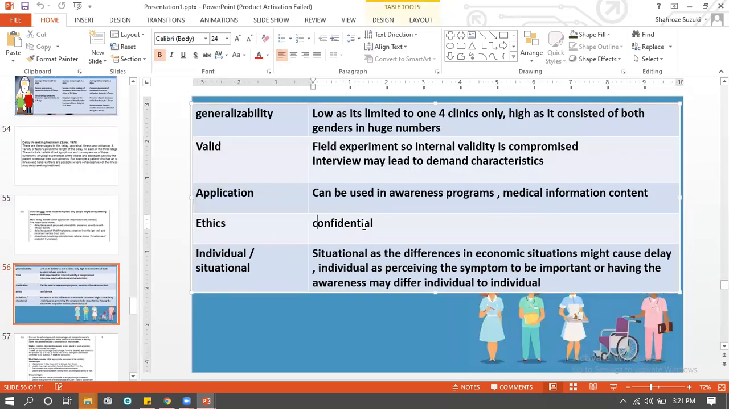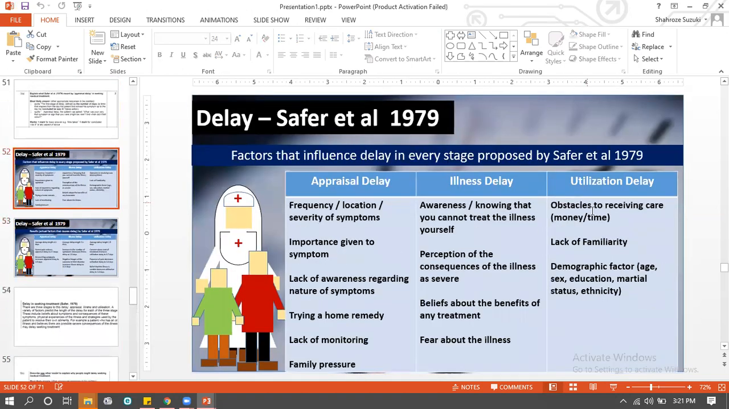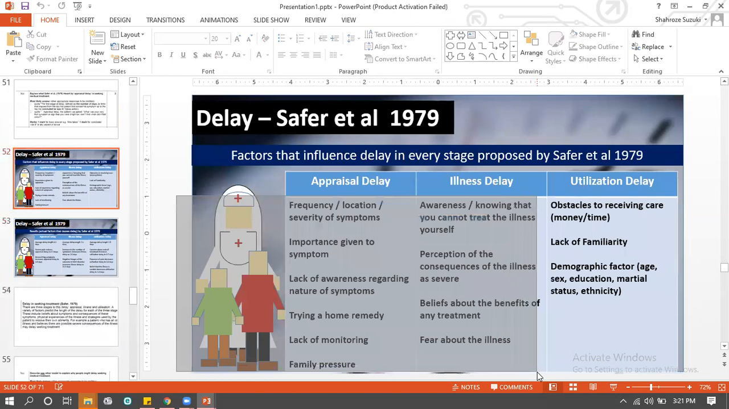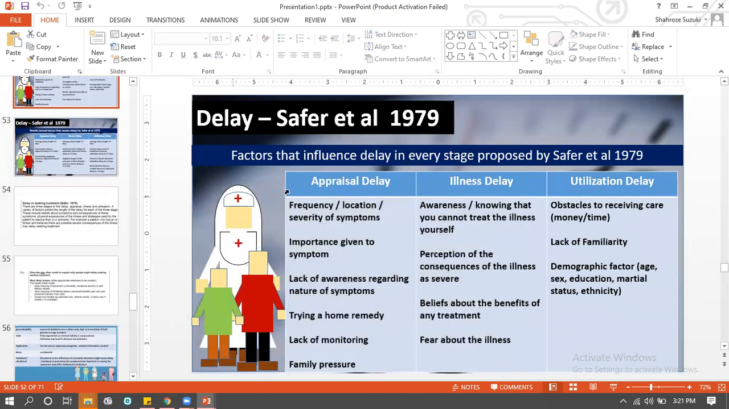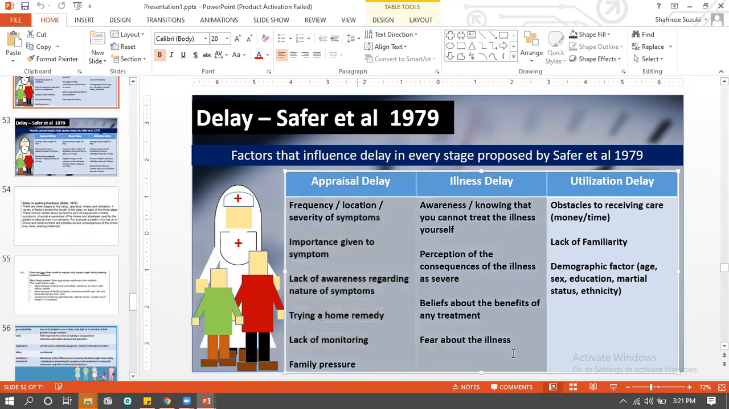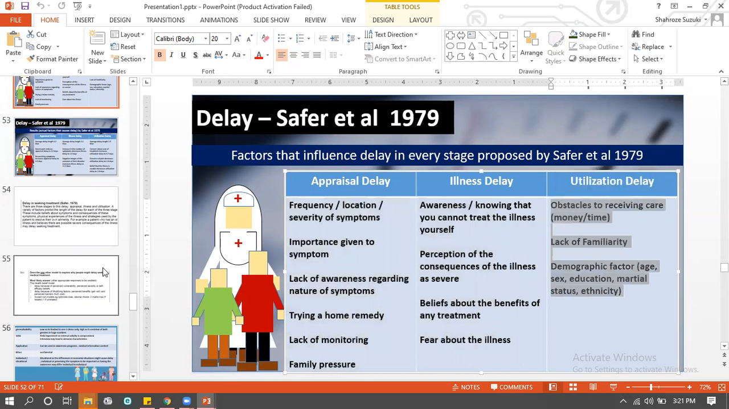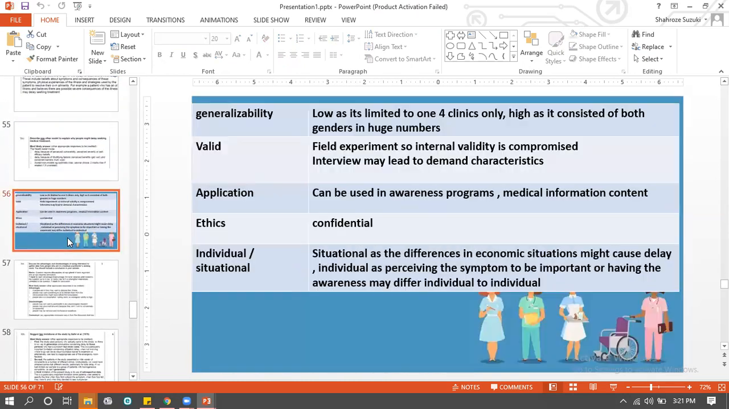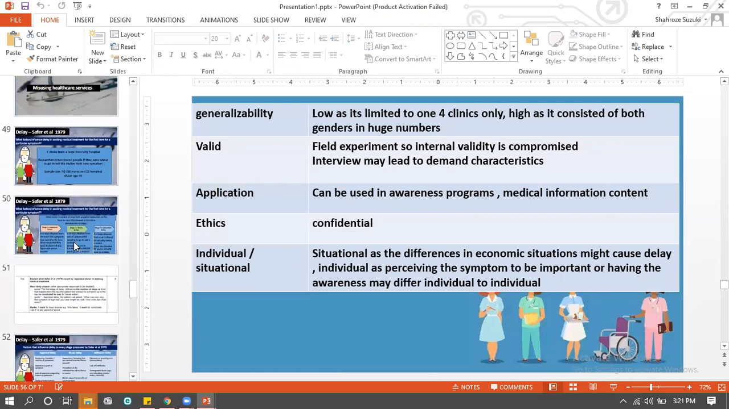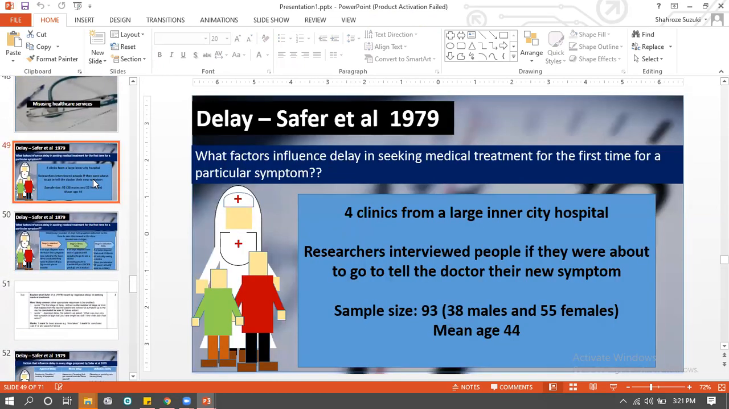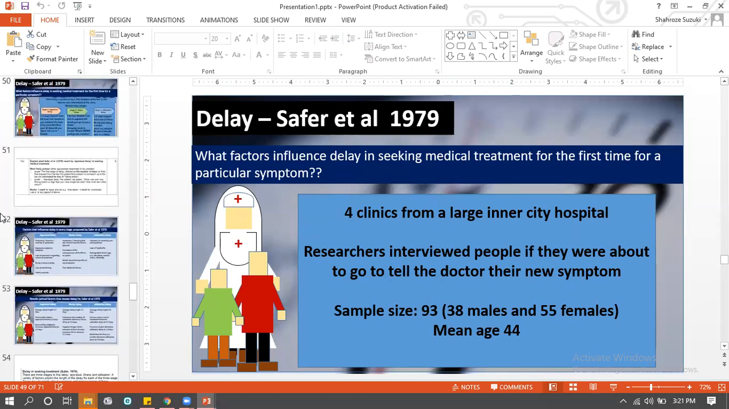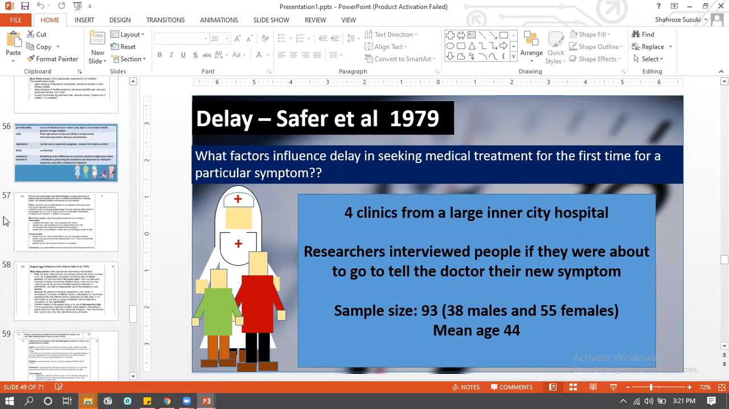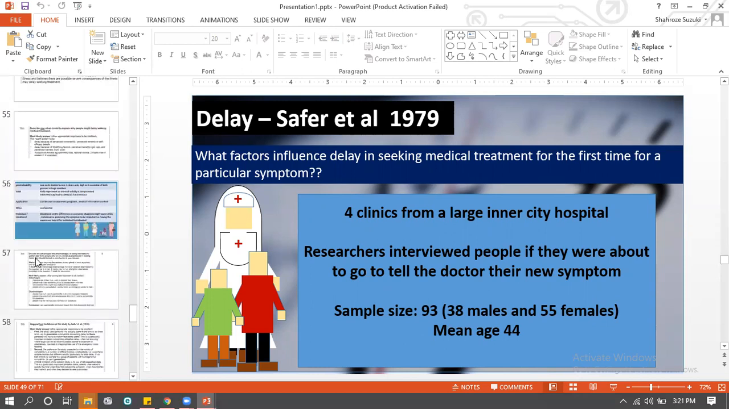Ethically, the patient's name was hidden, it was confidential, no harm was done, right to withdraw and so on, everything was there. Is it individual or situational? As I said, the last factors are situational, but these factors may be individual. So the causes of appraisal delay or illness delay are mostly individual factor based. Utilization delay's causes are mostly situational. Culture bias is possible because he did this in 4 clinics in, I guess, England or whatever. Actually not England, but yes, he did it in the West. So in a collectivist culture the results could be different, so the concept of culture bias can come in.